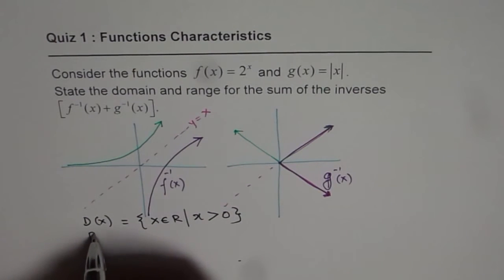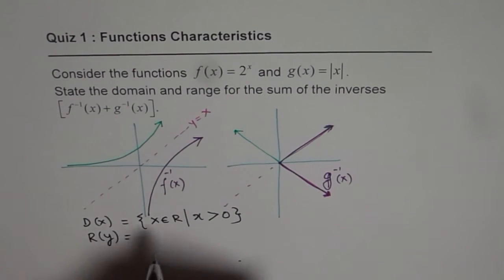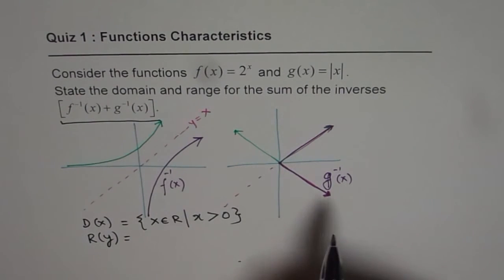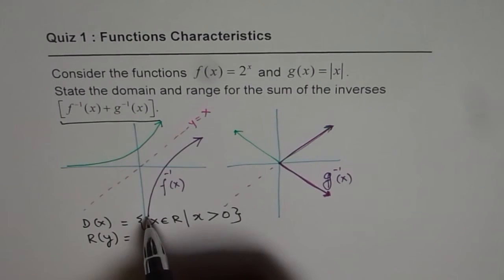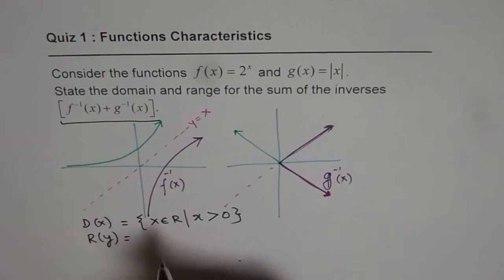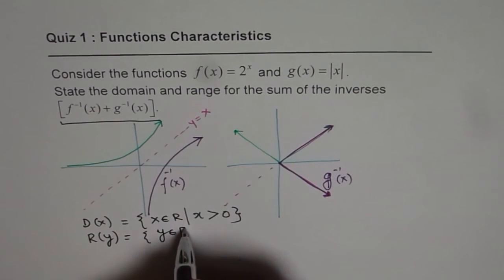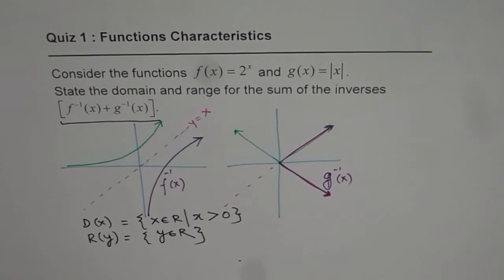How about the range? The range for the function we're talking about, the sum of the inverse functions, is all real numbers, right? There is no restriction on the range, so y belongs to real numbers. So that is how you can get the common domain and range for the inverse of the functions, right?